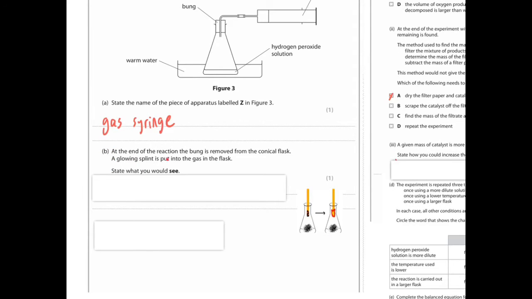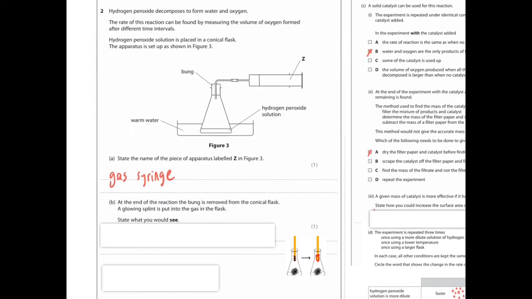At the end of the reaction, the bung is removed from the conical flask. A glowing splint is put into the gas in the flask. State what you would see. So there's a few ways we can work this out. Firstly, if you look at the question, it says the rate of reaction can be found by measuring the volume of oxygen formed at different time intervals. So we know oxygen is the gas being produced.